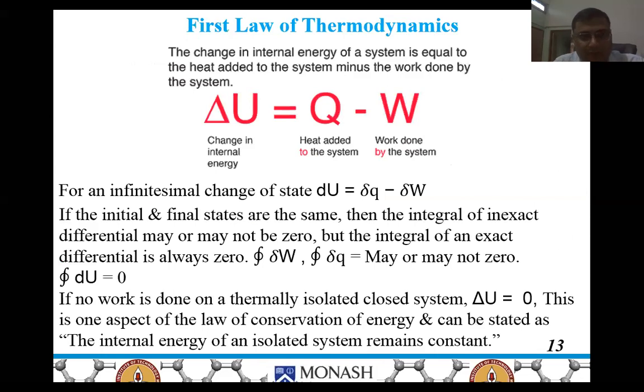Now, first law of thermodynamics. It's very important. It says that the change in internal energy of a system is equal to the heat added to the system minus the work done by the system. So basically, the heat added to the system is utilized in changing its internal energy plus work done. For an infinitesimal change of state, dU is equal to delta Q minus delta W.